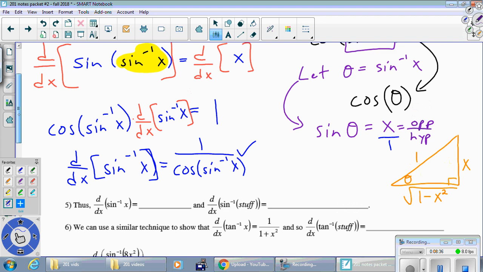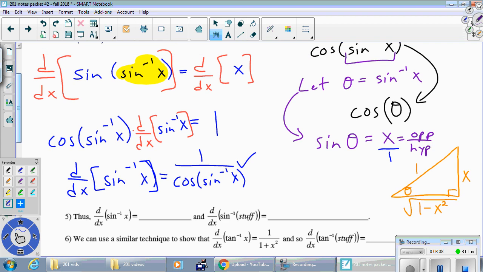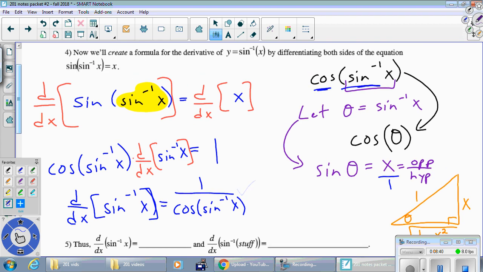But we just did some renaming here. And cosine of inverse sine of x, which was our denominator, is really just the same as cosine of theta. So if I can just read cosine of theta from this right triangle, then I will put whatever I get right down here instead of this denominator.